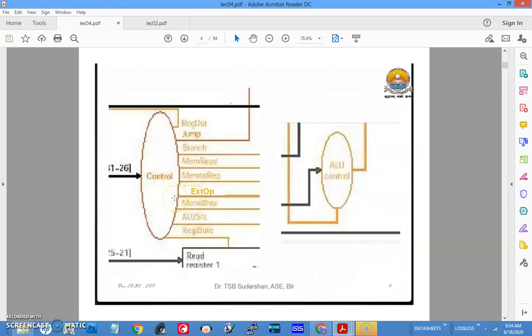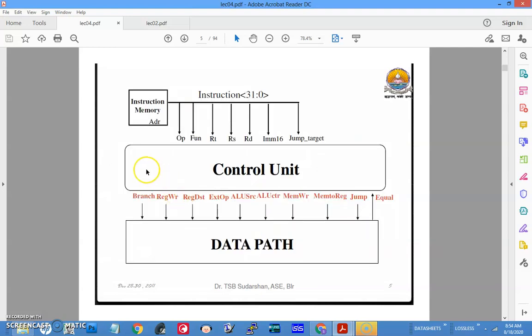Now the diagram is not clear. This shows the control unit. Since it is not clear, let us skip and see what is happening in the control unit. From the instruction memory, you have the opcode, function, RS, RT, everything coming in. The control unit is generating the whole set of control lines.